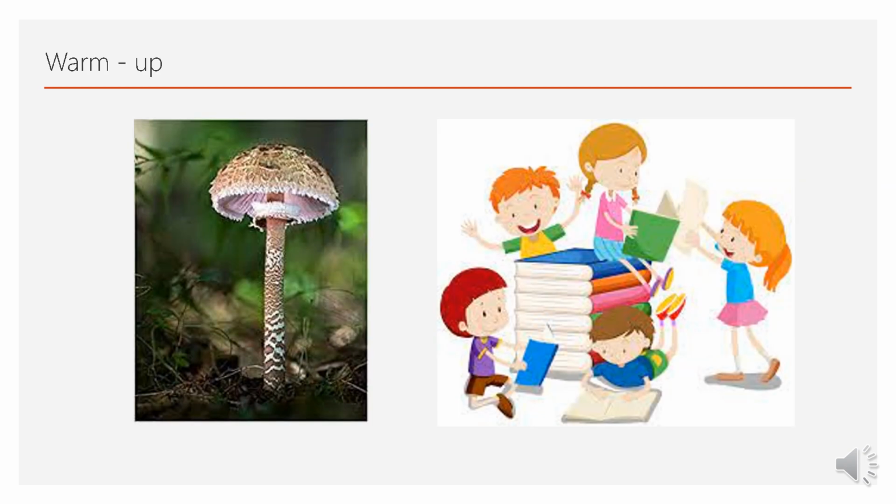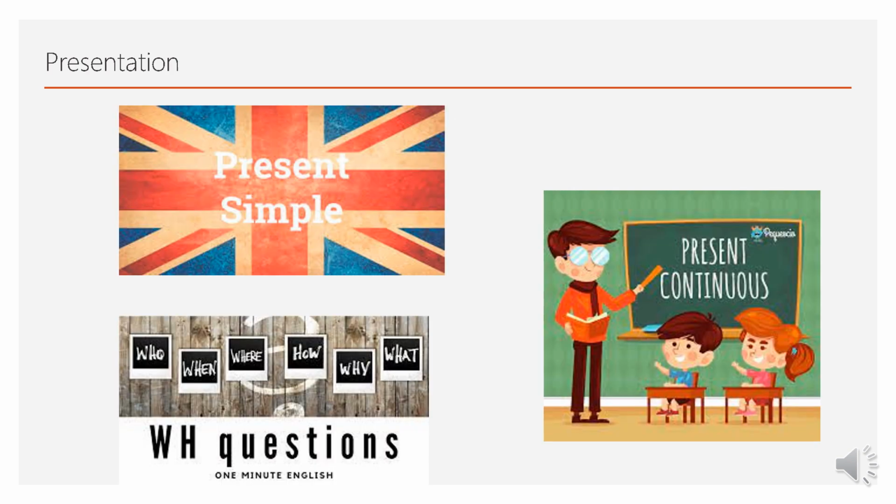The initial activity is the warm-up. For this, my students are going to read the text How to Live in a Mushroom. For this activity, they answer this question, and they have 10 minutes. After this, the teacher explains the topic. I explain present simple and present continuous with W questions. For this, I am going to use 20 minutes.